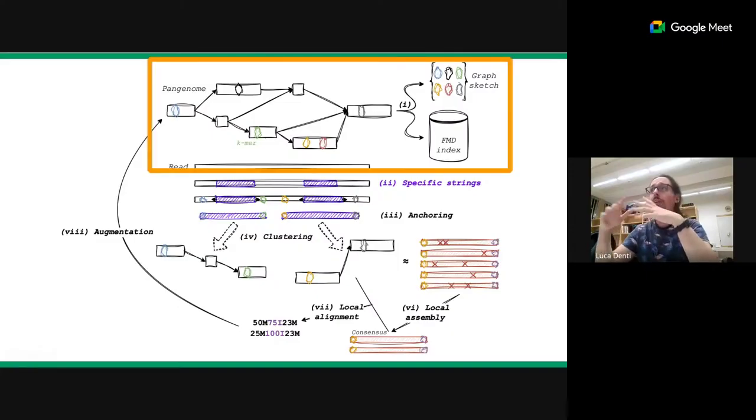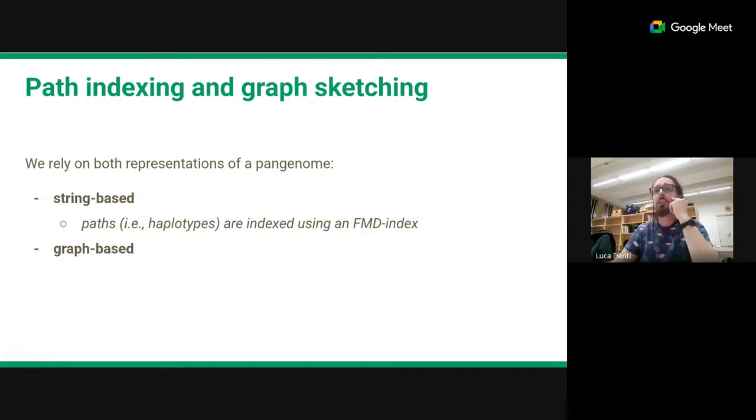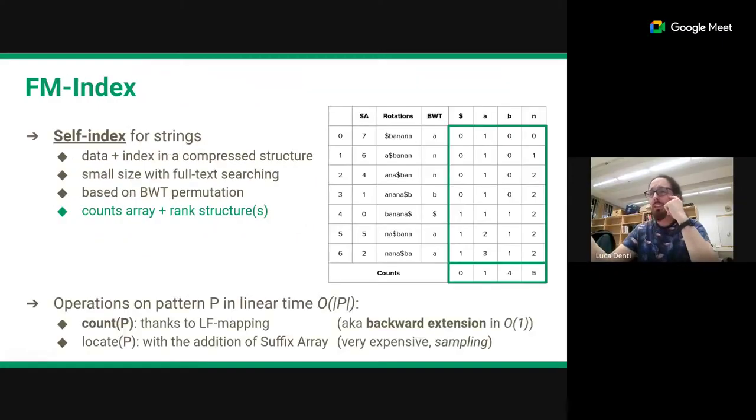I will start with the first part, which is mostly the indexing of the pangenome. I rely on both representations of the pangenome: a string-based representation and a graph-based representation. Starting with the string-based representation, I take the paths in the graph, so the haplotypes, and I index them using an FMD index. So just a bit of introduction, what is an FMD index?